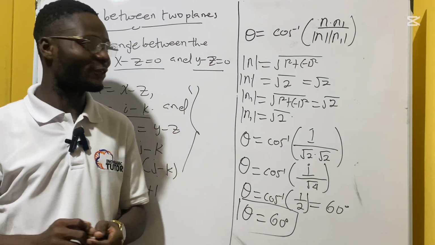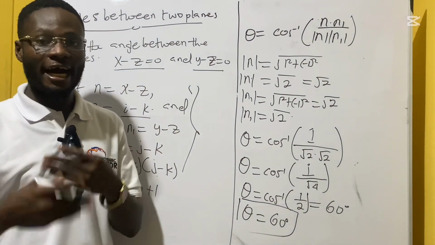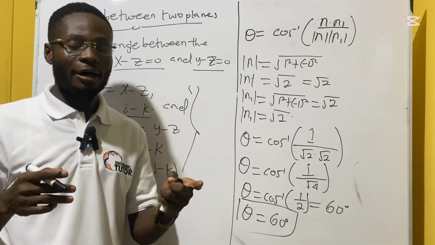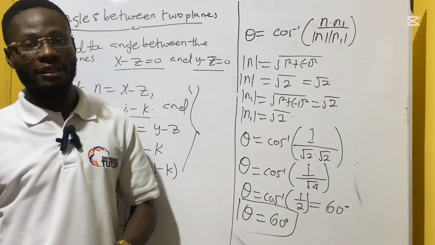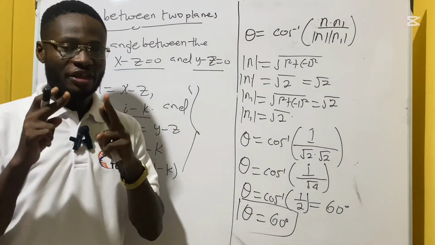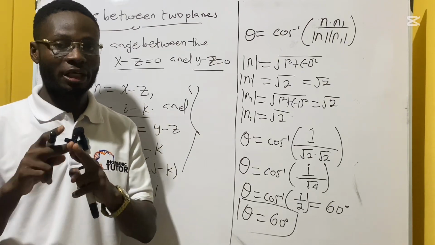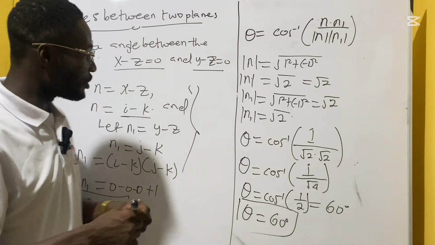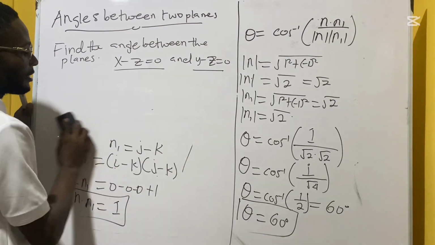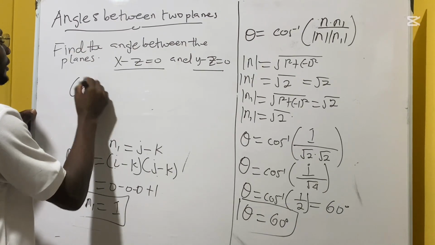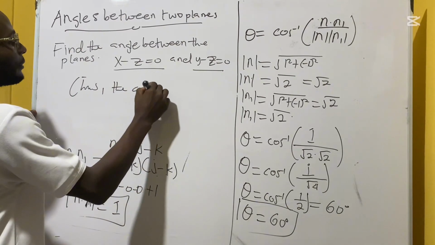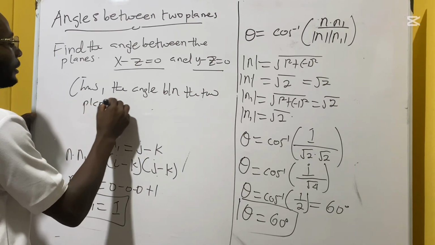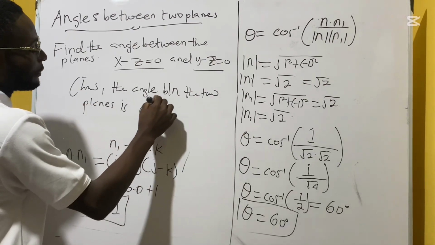That is the process. If you want to find the angle between two planes, you have to know that there is a normal of the first plane and a normal for the second plane. You find the dot product of the two normals, find their magnitudes, and then you can obtain the angle between the two planes. So the angle between the two planes is 60 degrees.